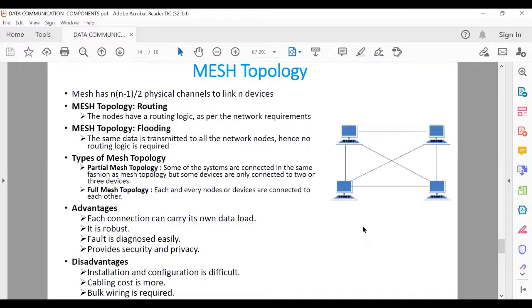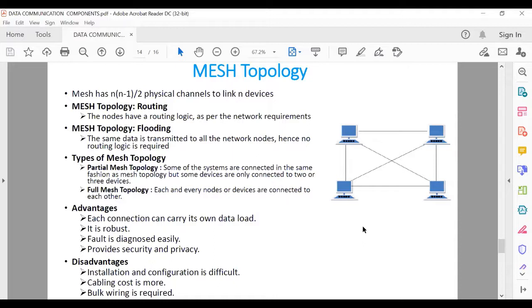There are two types of mesh topology. One is the partial mesh topology, another is full mesh topology. So in partial mesh topology, some of the systems are connected in the same fashion as mesh topology, but some devices are only connected to 2 or 3 devices. But in case of full mesh topology, each and every node or device is connected to each other.